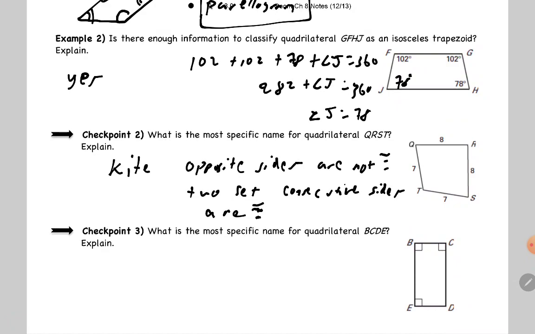Lastly, what is the most specific name for the quadrilateral BCDE? We have 90 degrees, 90 degrees, 90 degrees. If we add them together, we get 270, subtract that from 360, and we get another 90 degrees. So we have 4 right angles, and that's all they give us. So it's a rectangle, because rectangles have 4 right angles. It's a quadrilateral with four sides, and a rectangle has four right angles.